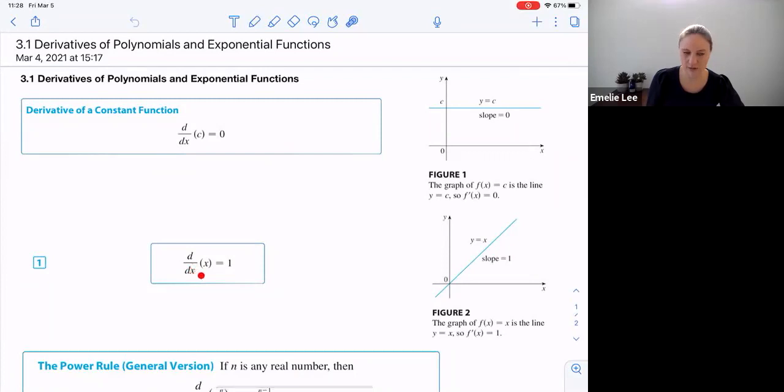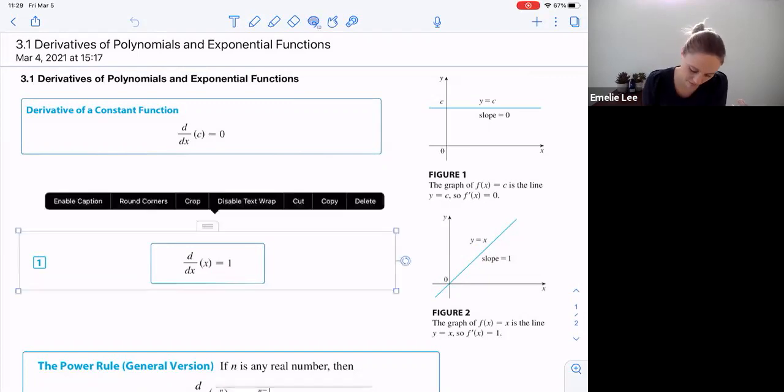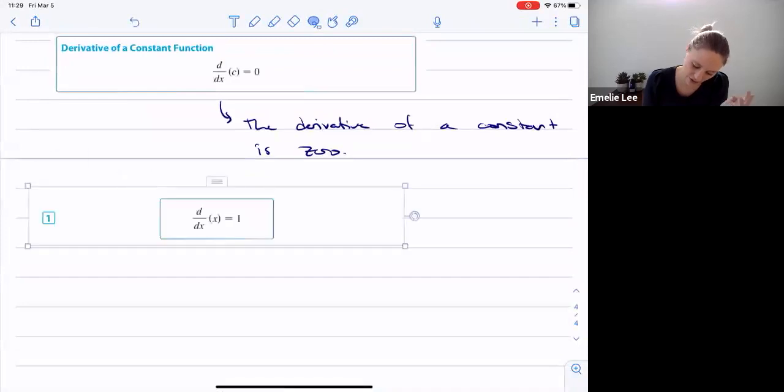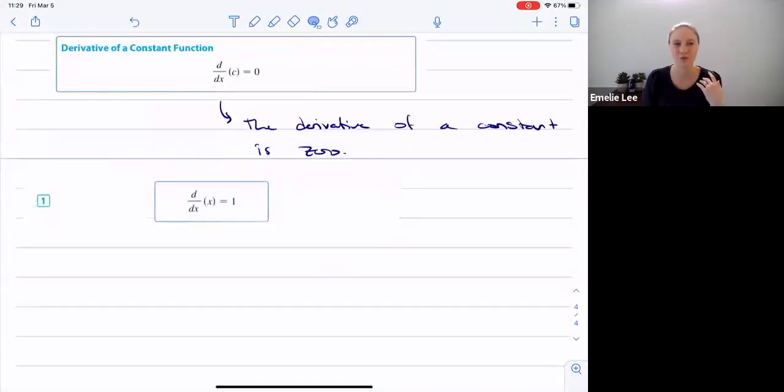How about if you take the derivative of x? So think about the line y equals x here. I've got the graph here. So y equals x, that's a straight line with a slope of 1 and a y-intercept at 0, right? And so I know that the slope of this thing is 1, and so the derivative of x with respect to x is 1. Okay. So that's another one we can just accept as true.